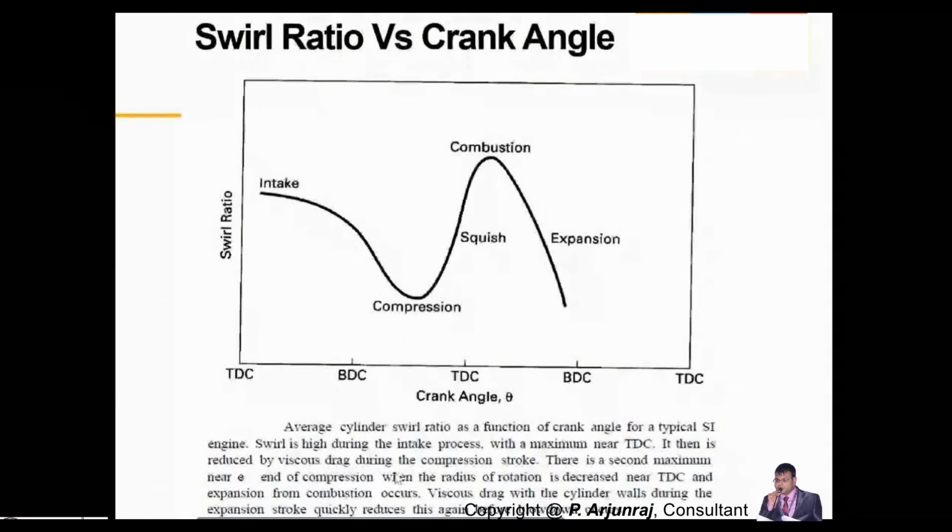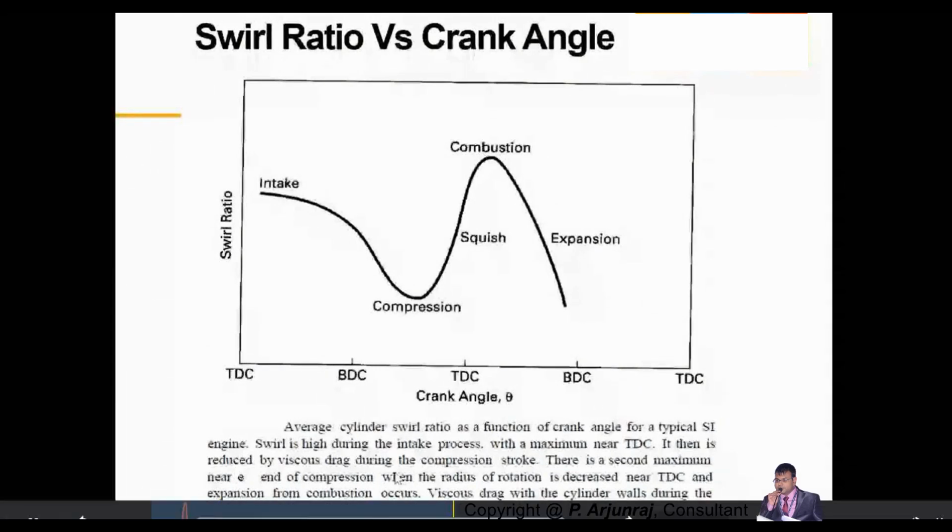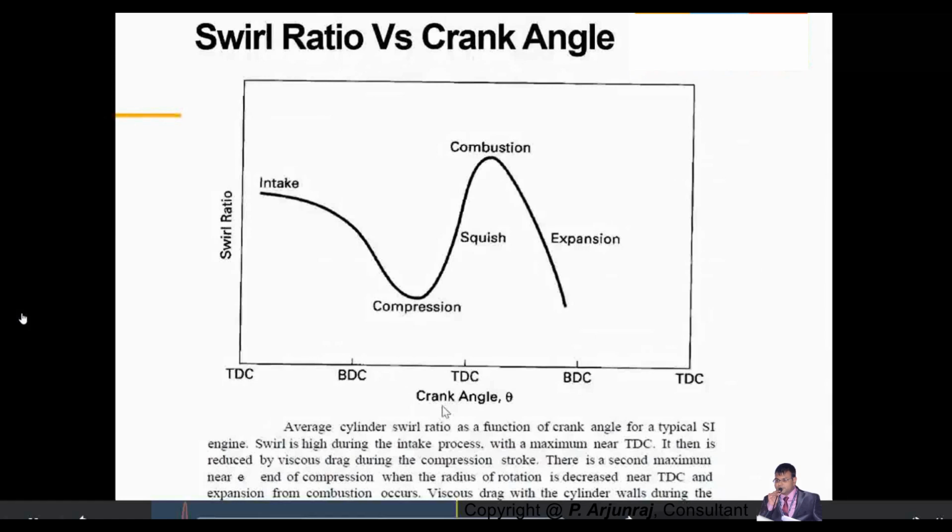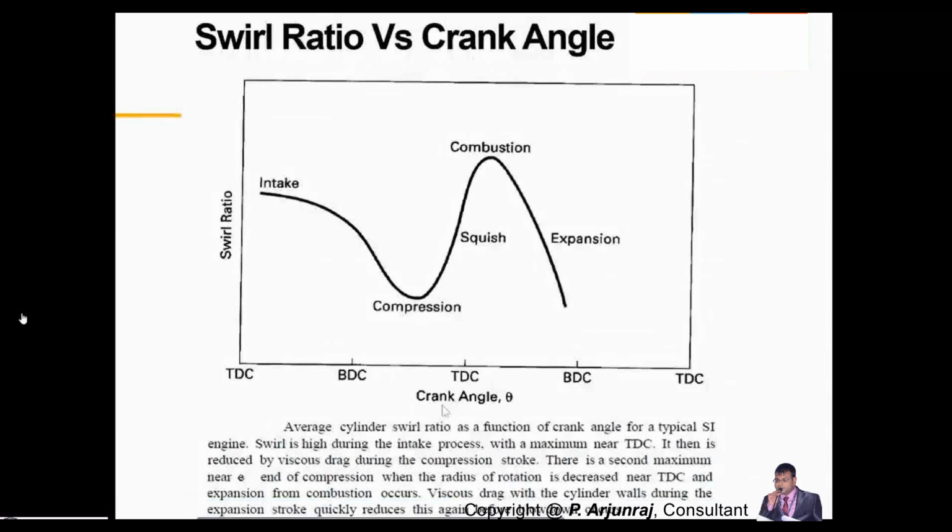The swirl is going to be high in the intake process, because the air entering causes more swirl. The swirl ratio is going to be higher during the intake stroke. Then it is going to get reduced because of the drag you are going to have during the compression stroke. Then again the swirl ratio is going to be higher because the pressure shoots up.